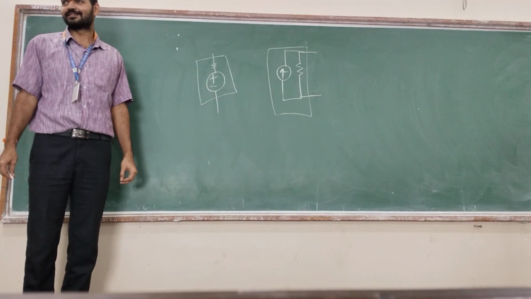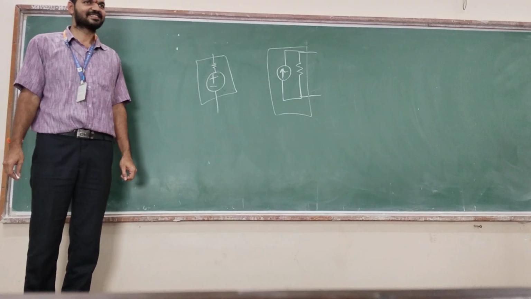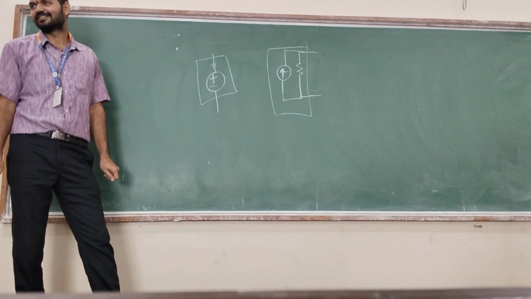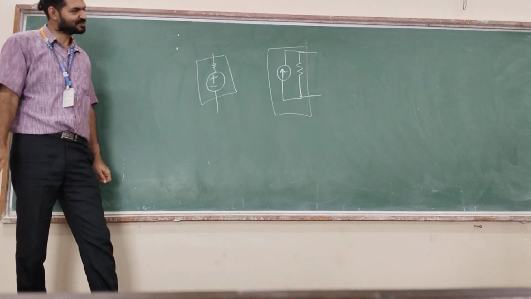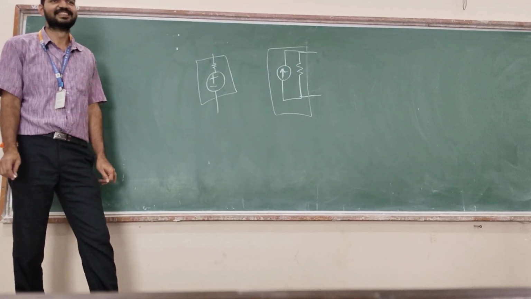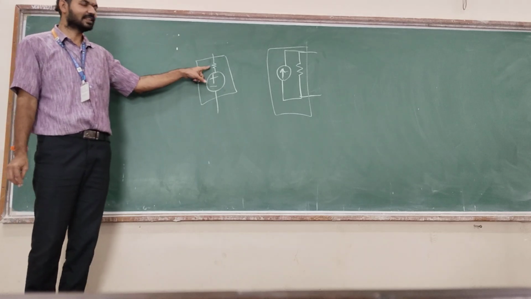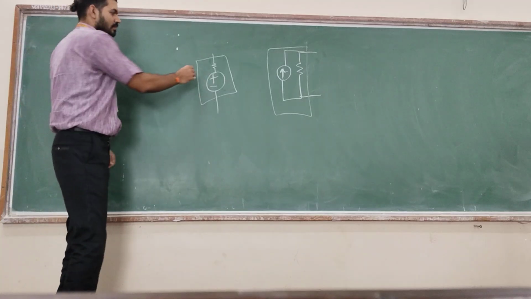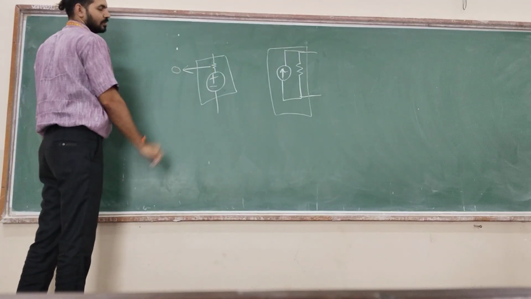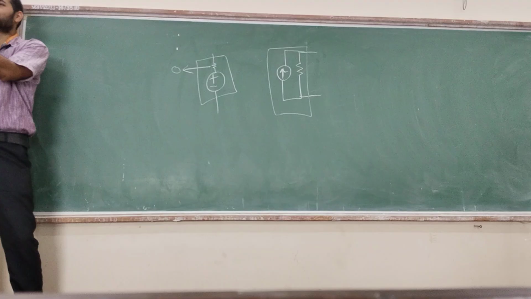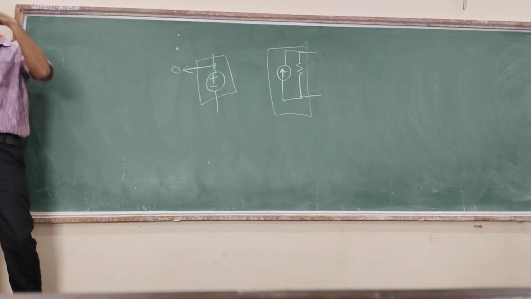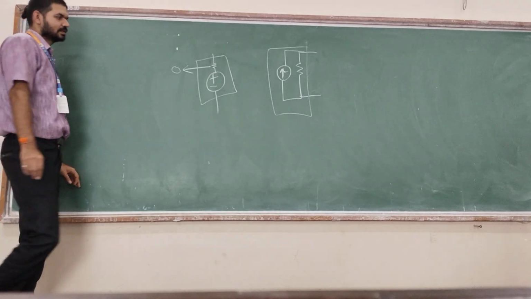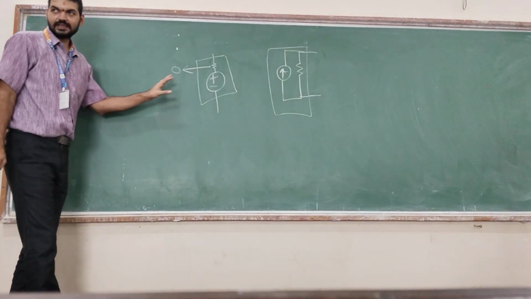Answer here. The last word is small. That is the answer. This resistance is very, very small. Ideally zero. Practically very few ohms. Okay. Why it is like that? Why it is like that? Because this is a voltage source.